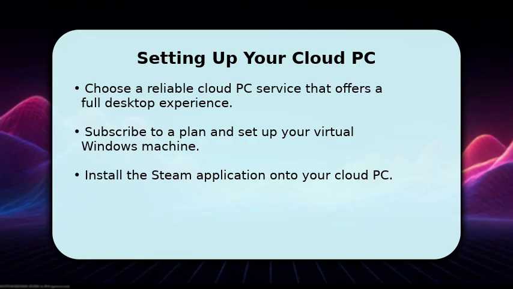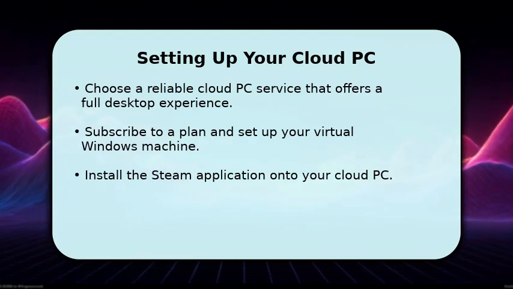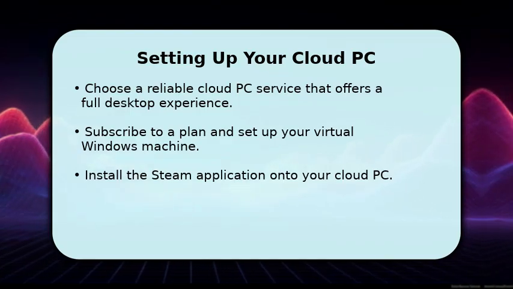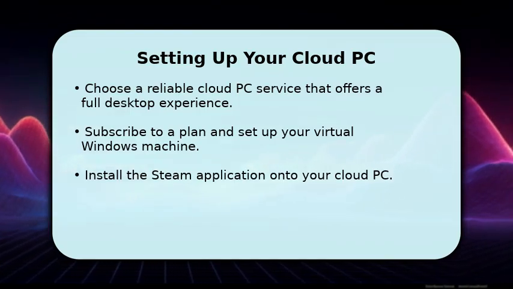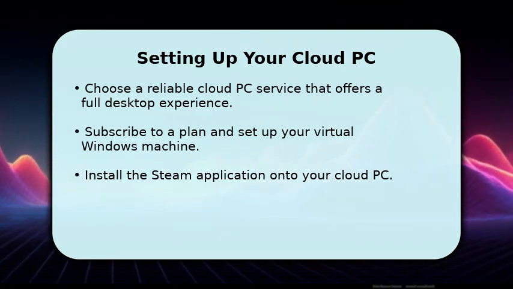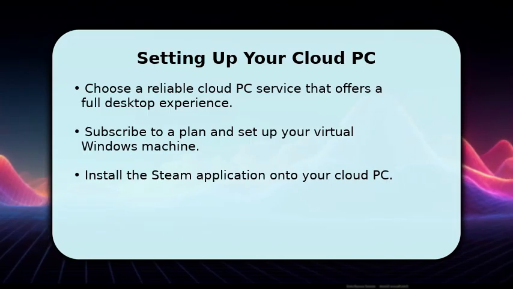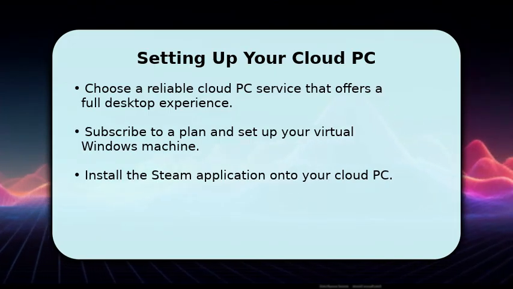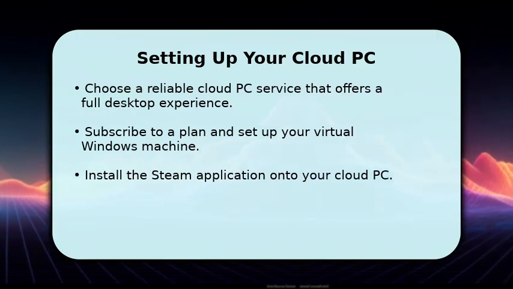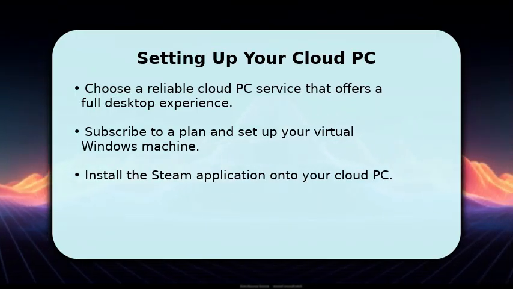To begin, you will need to select a reputable cloud PC service. These services provide you with a dedicated virtual Windows computer. After subscribing to a suitable plan, you will set up your personal cloud machine. Once your virtual desktop is ready, the next crucial step is to install the Steam application, just as you would on a physical computer. This allows you to access your purchased Octogeddon game.